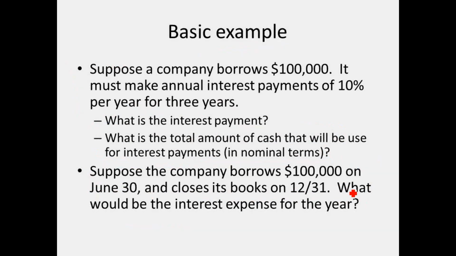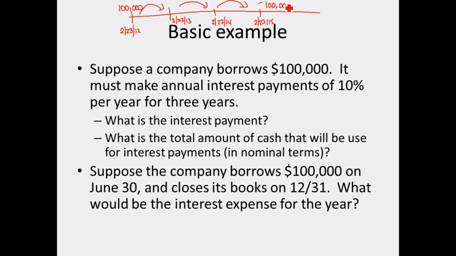So let's start simple, because it gets harder, but not undoable. Let's say a company borrows $100,000 and has to make payments. Today is 2/23, I can't keep track either. Let's say we go and borrow $100,000, and the terms are that I'm going to pay it back in 3 years. So here's 1 year, 2 years, 3 years, and then I have to pay back $100,000.